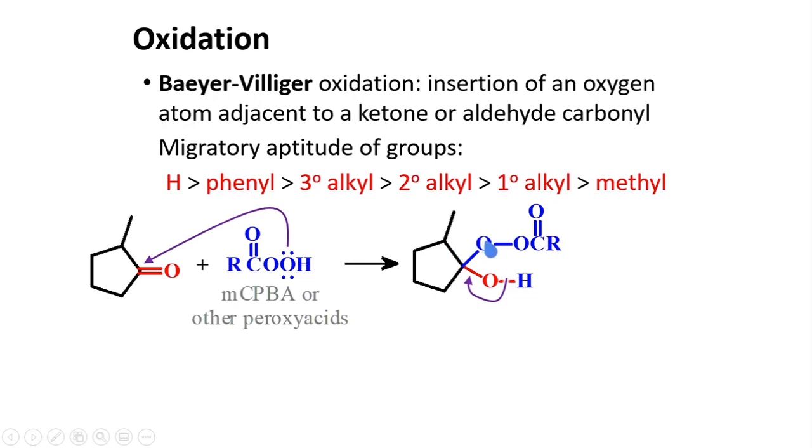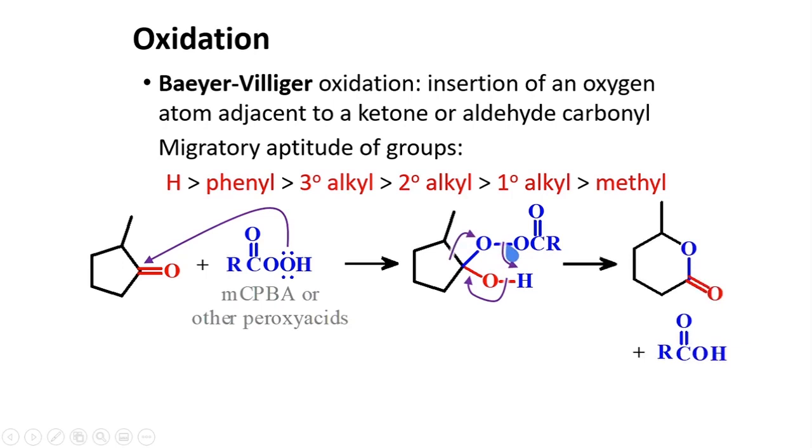This is a migration. The migratory aptitude has already been studied and it follows this pattern. These groups migrate easily while the groups here are less likely to migrate. As you see here, if we don't consider this bond, this is a secondary alkyl group. If we don't consider this bond, this is a primary alkyl group. In this sequence, a secondary alkyl group has a higher migratory aptitude, so this bond will likely break, and a new bond will form with oxygen here, which is the case.